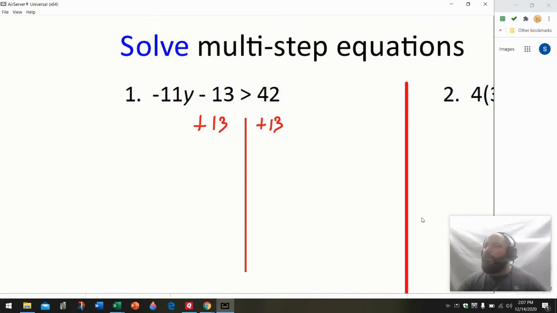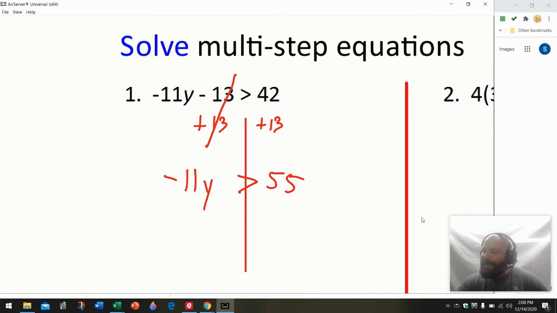And if you recall, we've solved similar multi-step equations. And again, I'm going to reiterate, the only difference between these and multi-step equations is that if you multiply or divide both sides by a negative, you need to flip the inequality sign. That's it. That's the only difference. So once we add 13 to both sides, these cancel. I still have a negative 11y, and it's still a greater than, and then I'm left with 55 on the right-hand side.